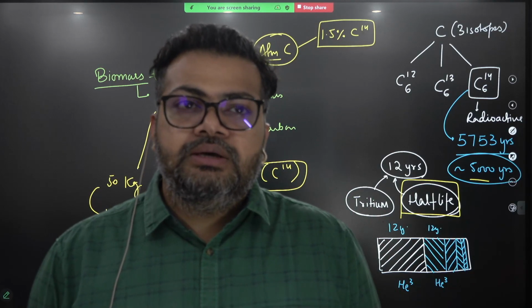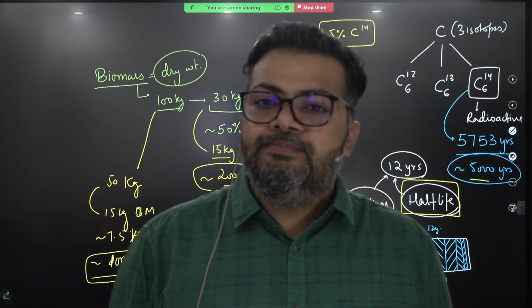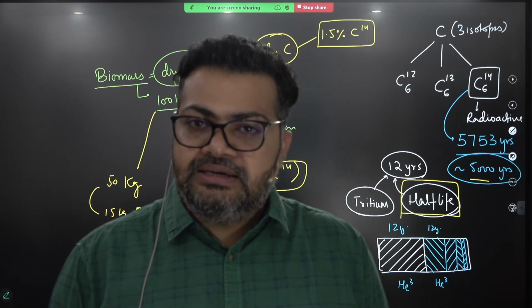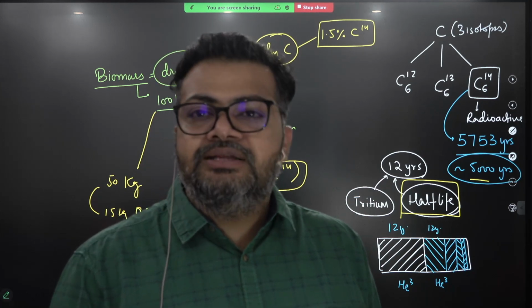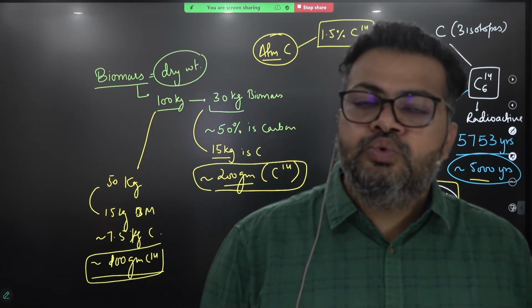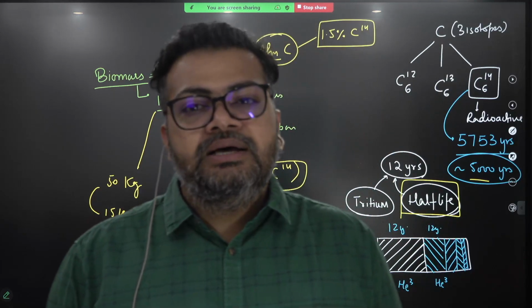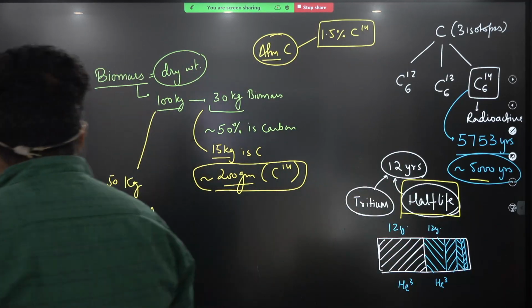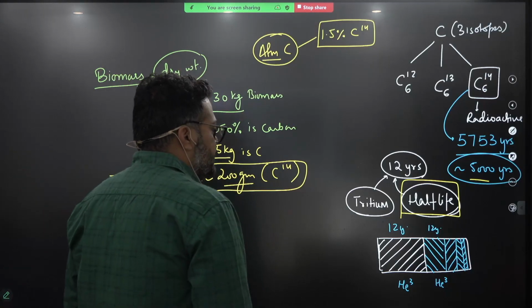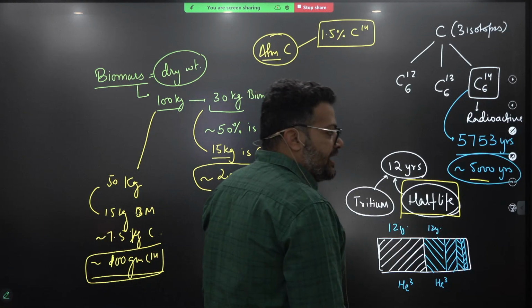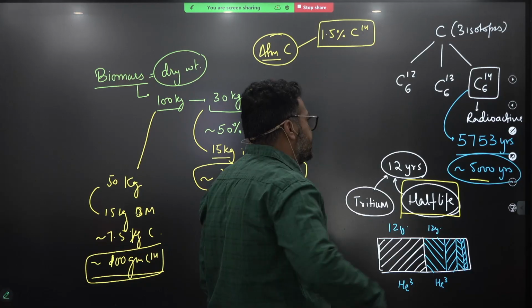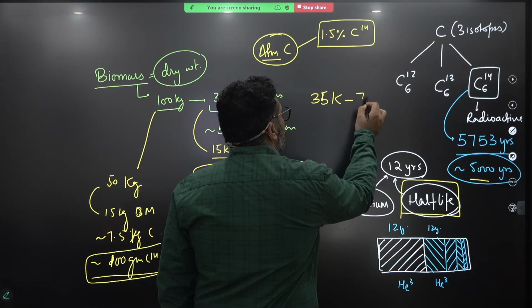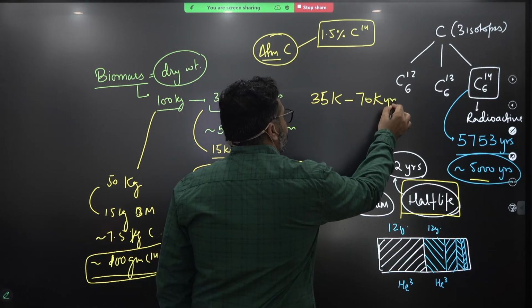Guys, you should write down that the maximum age that we can decipher, or you can say the maximum age that we can calculate through carbon dating, is 35,000 to 70,000 years. The maximum age that can be measured through carbon dating is 35,000 to 70,000 years.